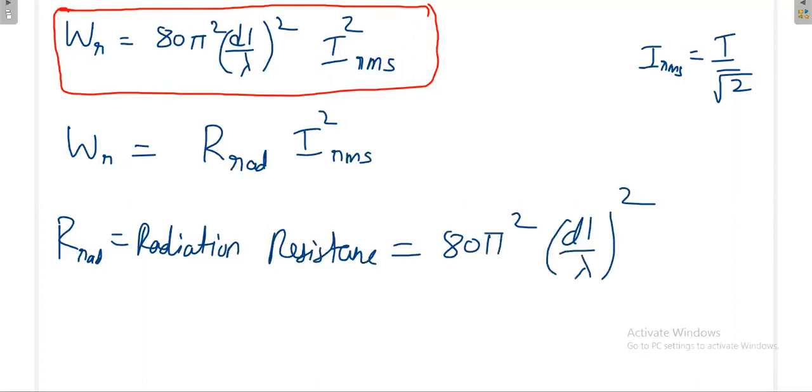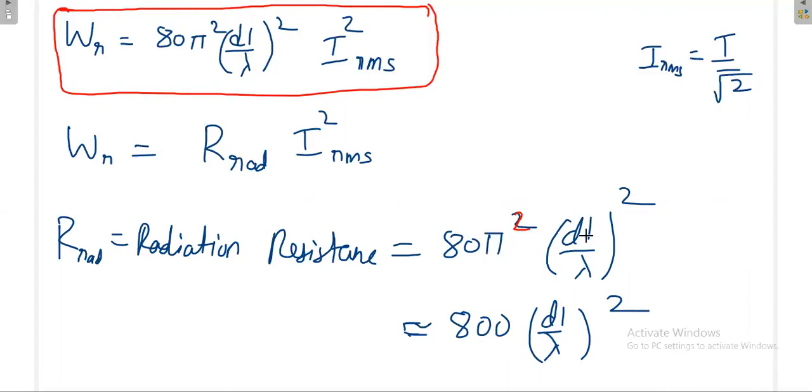Sometimes in the exam, instead of 80 pi squared, they put 800 approximately, because you know pi squared is approximately 10. So please remember 800 (dl by lambda) whole squared also. Generally the confusion comes for most people whether this is 80 pi squared or 80 pi. That's why I'm giving you this. 800 is similar to 80 pi squared. So finally, what is correct? 80 pi squared into (dl by lambda) whole squared is correct.